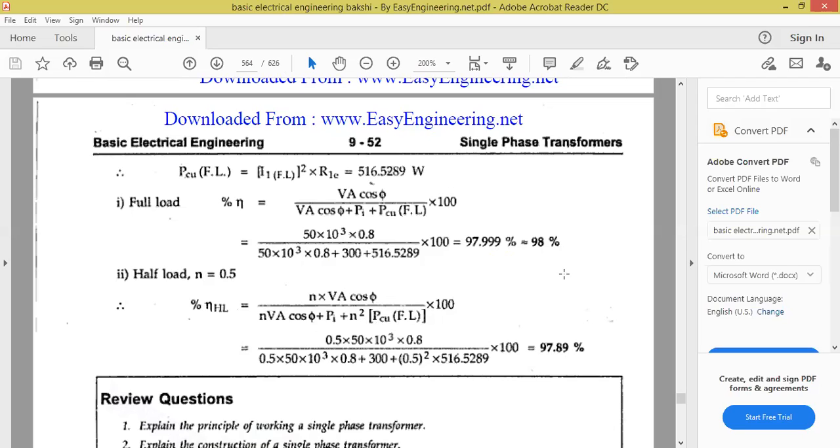So this is regarding the efficiency problems and the condition for maximum efficiency.